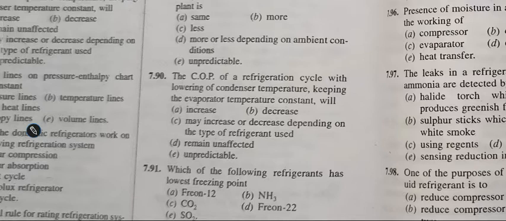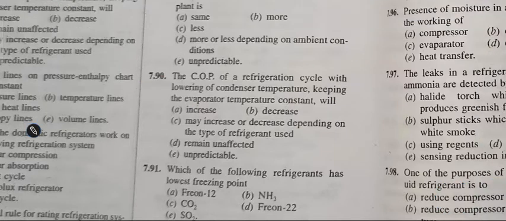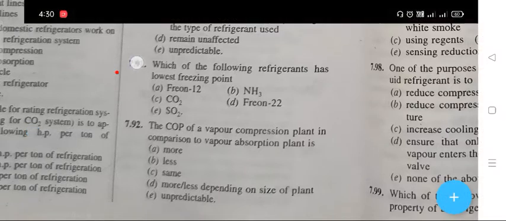The next question is the COP of a refrigeration cycle with lowering of condenser temperature keeping the evaporator temperature constant will. The right answer is A, that is increases. Next question is which of the following refrigerants has lowest freezing point? The right answer is D, that is Freon 22.